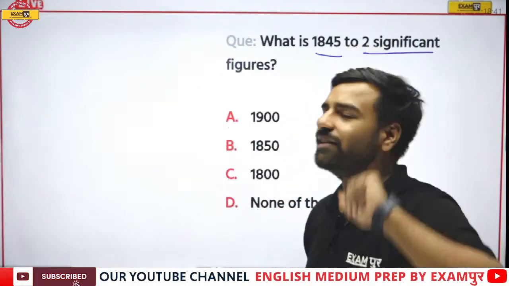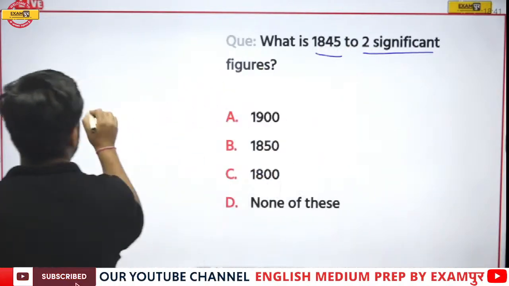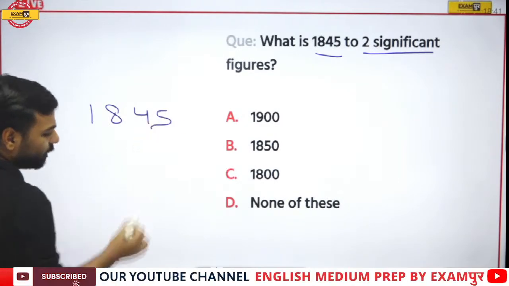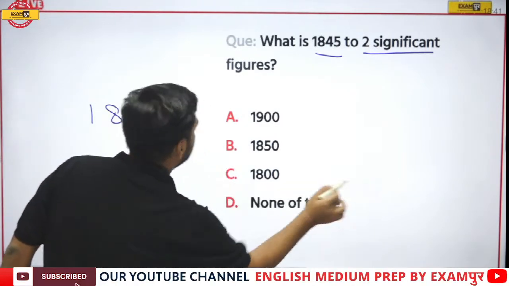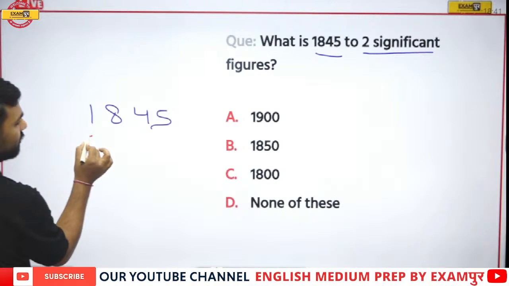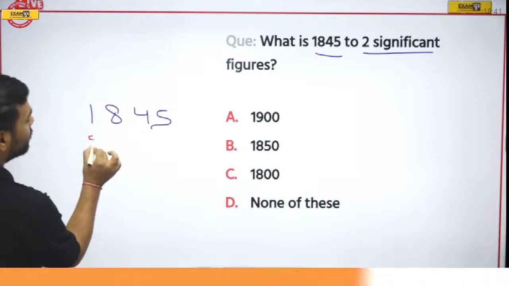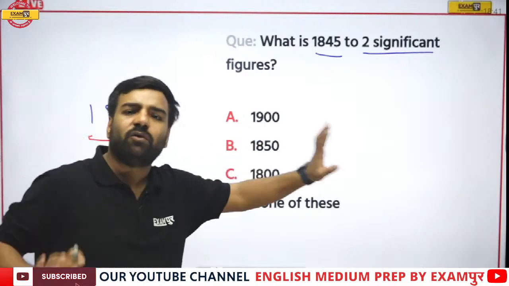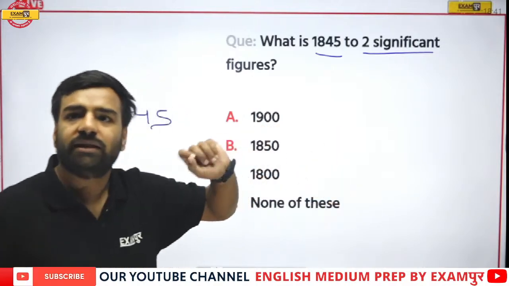No issues. Let's understand how we are working on this part. If I'll write 1845, what I told you when I'll move forward, I'll just check. How many significant figures? 2. So these are the 2 significant figures. True. Now it doesn't matter what is there on the next side, but there's one more condition.